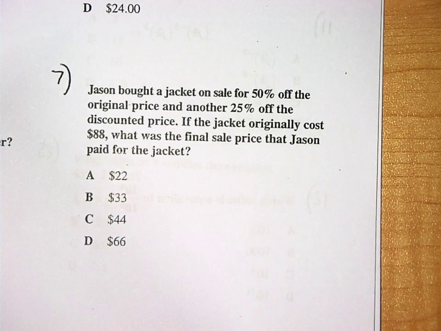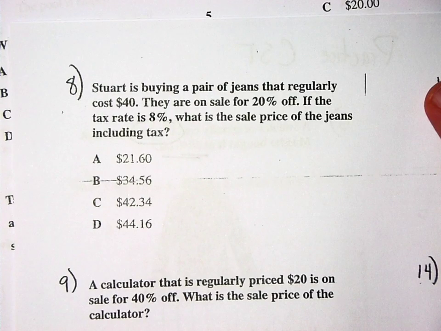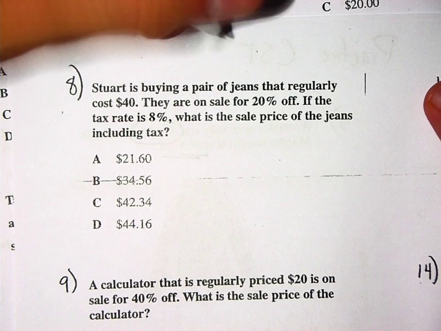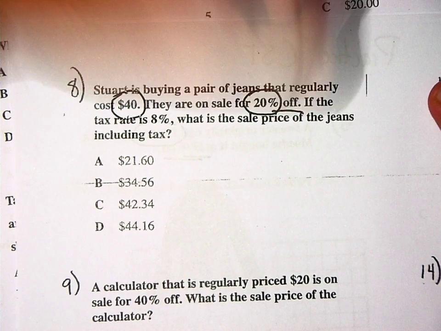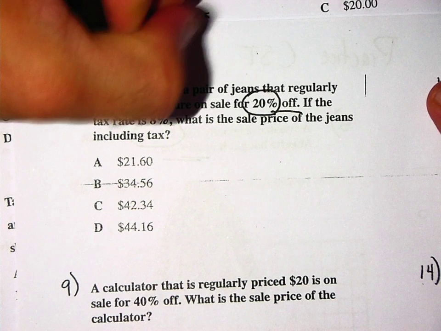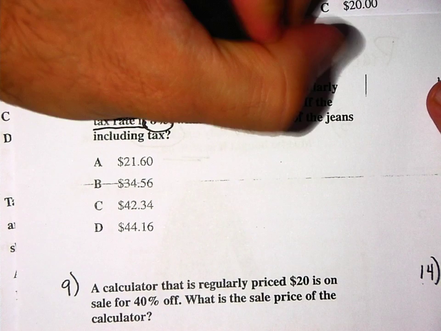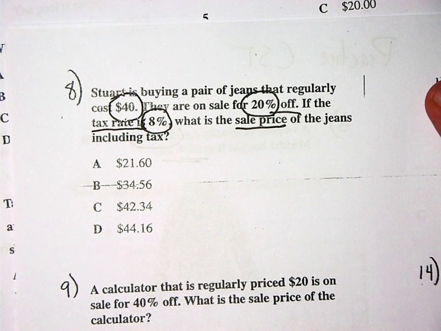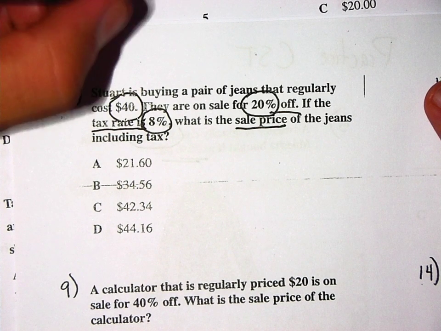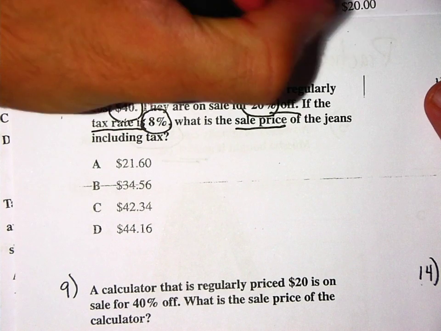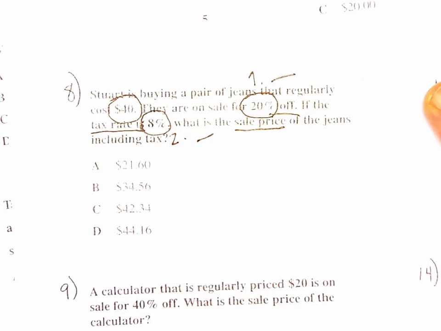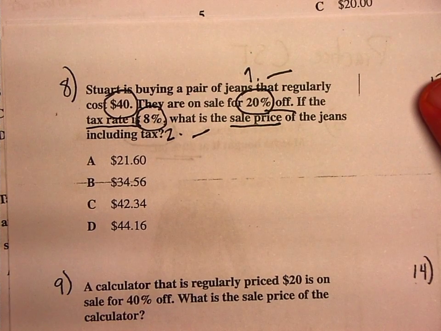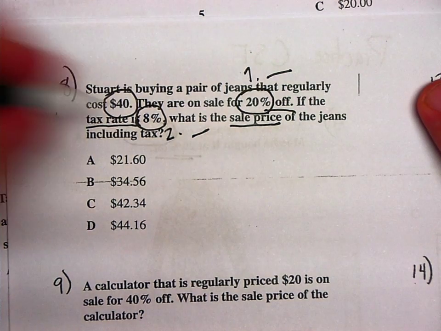Moving on, looking at a similar problem, it says Stuart is buying a pair of jeans that regularly cost $40. They are on sale for 20% off. If the tax rate is 8%, so it's a tax of 8%, what is the sale price? So again, this seems like a pretty challenging problem because again, it's two steps. Step 1 is to figure out 20% off. Step 2 is to figure out how much will it cost. After that, an 8% tax.